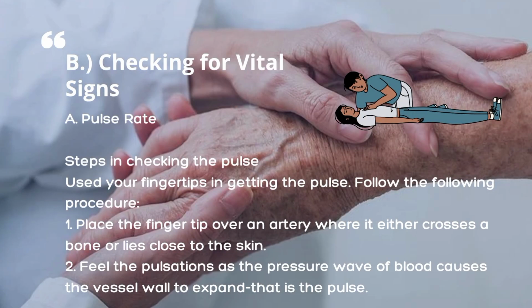Steps in checking the pulse. Use your fingertips in getting the pulse. Follow the following procedure. 1. Place the fingertip over an artery where it either crosses a bone or lies close to the skin. 2. Feel the pulsations as the pressure wave of blood causes the vessel wall to expand. That is the pulse.